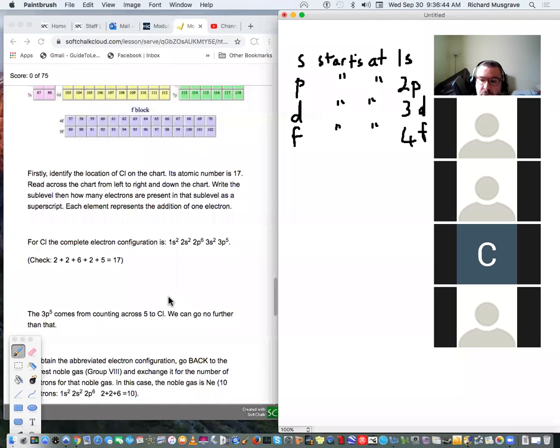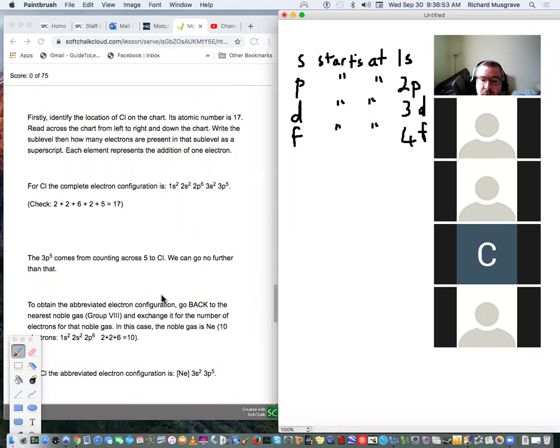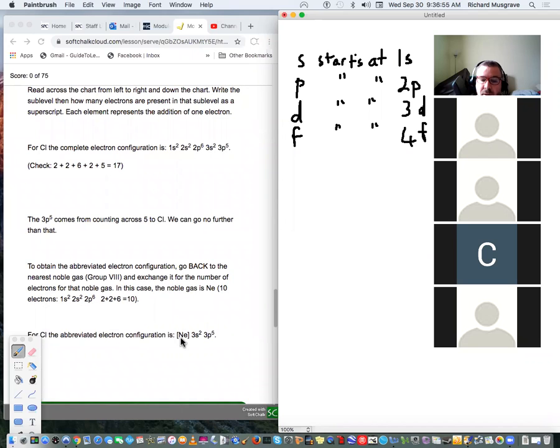Well, we won't be dealing with abbreviated configurations on the test. You'll only ever have to do the full ones. But it's always expressed as an element in square brackets, just like this. All right. Okay.